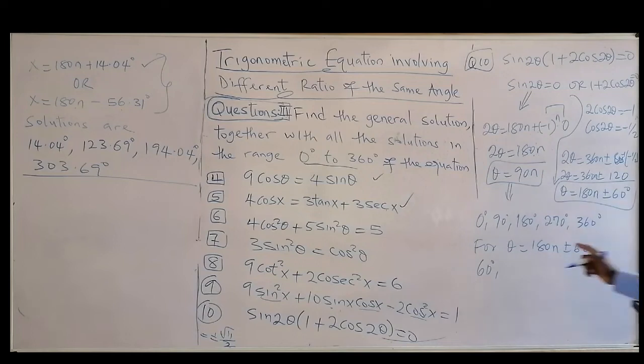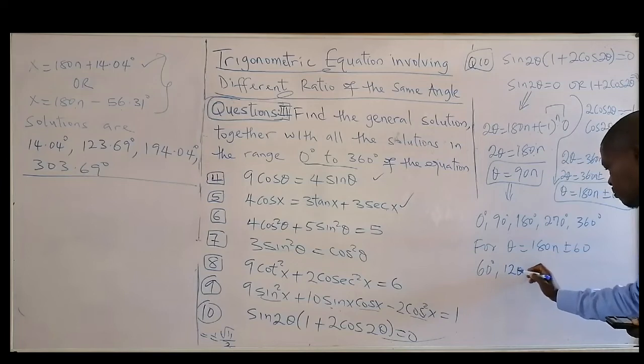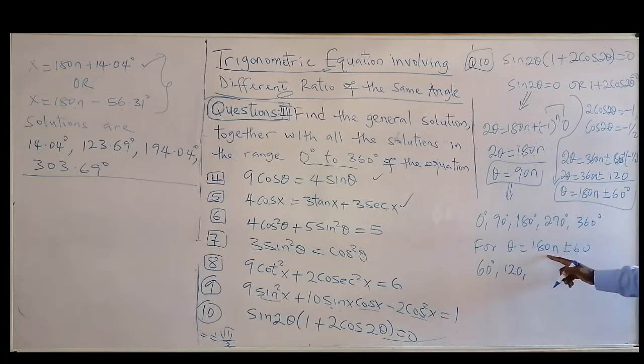N equal to 1, we have 180 minus 60, that's 120. It can also be 180 plus 60, that's 240. N equal to 2, that's 360 minus 60, that's 300, because if you take the plus, it will be outside the range. So these are the values we have for the two equations.